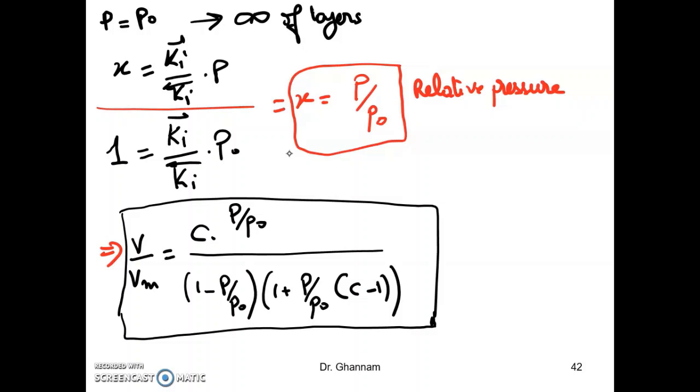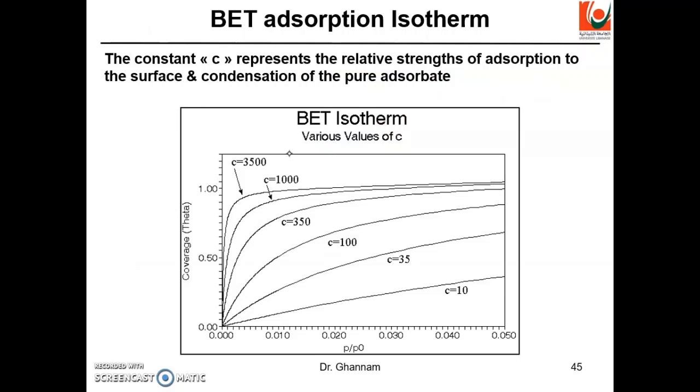Now if we draw V over Vm as a function of P over P0, it will not be a linear variation, and as we see here, it's C dependent. So by increasing the value of C, the coverage increases. Why? Because C is proportional, as I said before, to delta H adsorption. So if we increase C, it means the delta H adsorption is increased, and thus we increase the coverage of the adsorbed molecules over the surface.